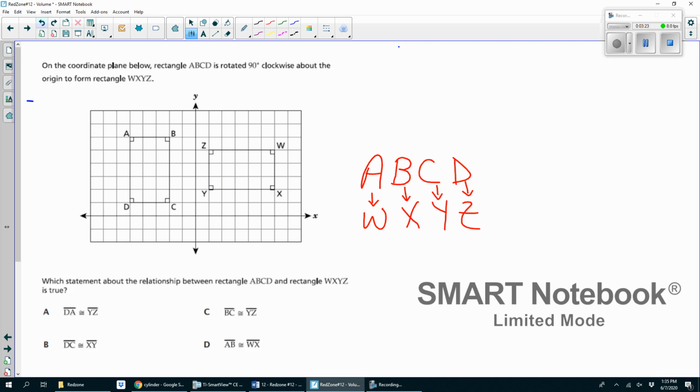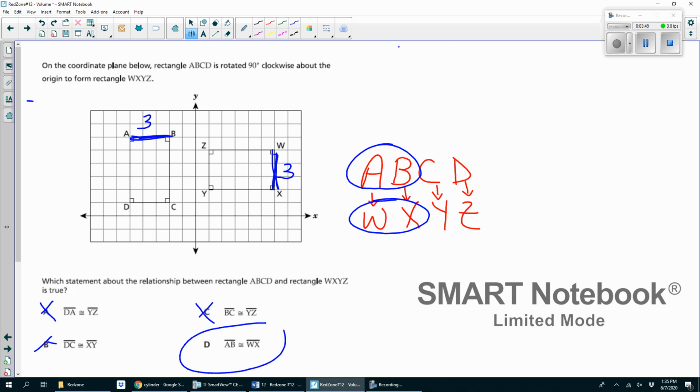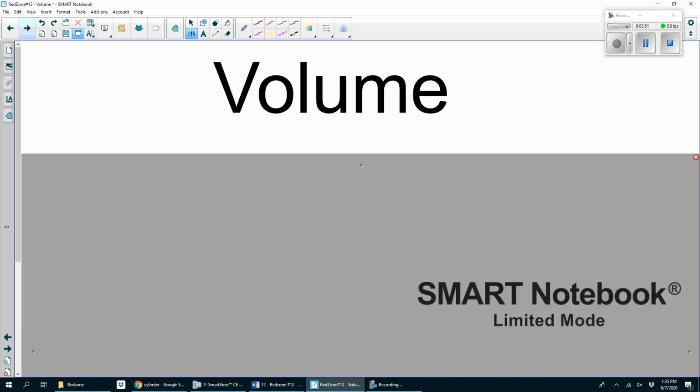So we crossed out A, we crossed out B. Choice C says BC, this long vertical side here, matches up with YZ. No, that's a long side and a short side. The letters don't match. And it says AB corresponds or is congruent to WX. Well, they look to be the same length. They're both 3 boxes, but let's make sure that they also have the correct letters. AB would be right here, and WX is right here. Matches up perfectly.